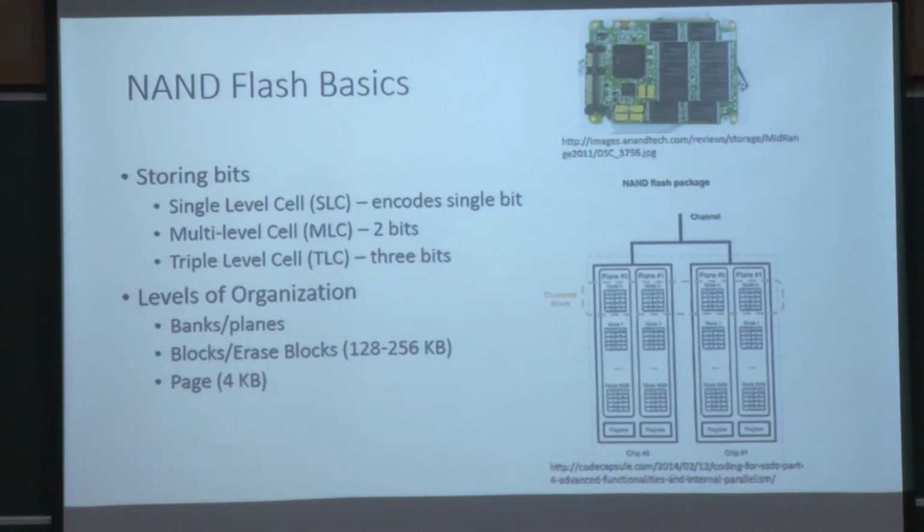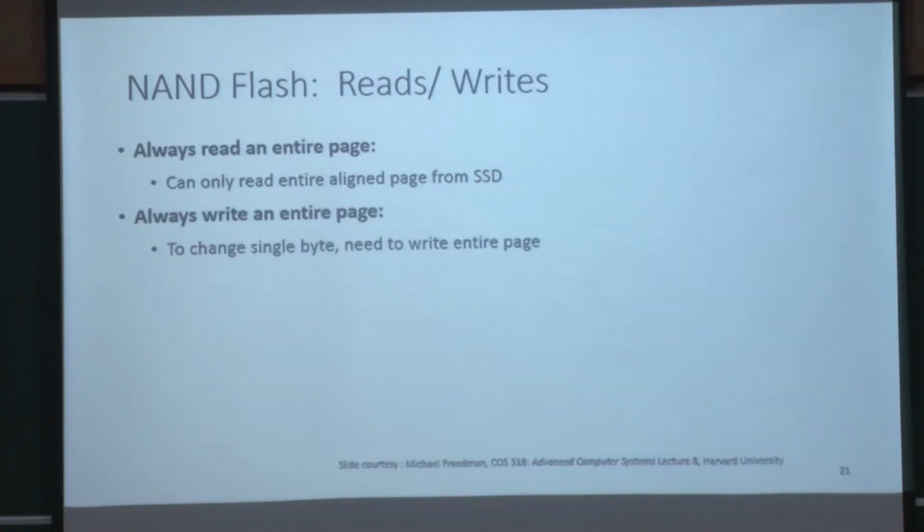The way you store information is that each one of these cells, the big blue things that we saw a couple of slides before, could either store 1 bit or multiple bits. If it stores 1 bit, then it's called a single level cell. If it stores 2 bits, it's called a multi-level cell. If it stores 3 bits, it's called a triple level cell or a TLC.